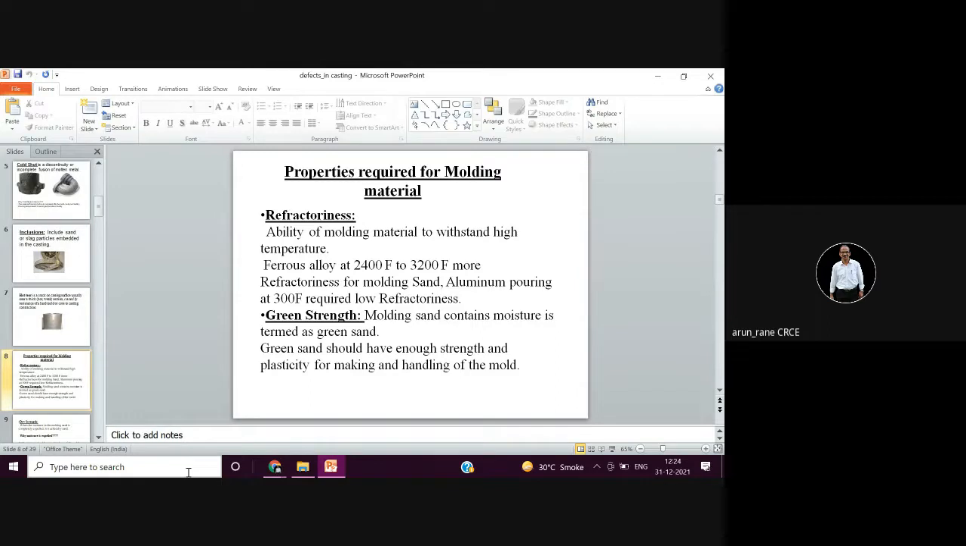What are the properties of the molding material? Refractoriness, that is, the sand should withstand the temperature. Green strength. Green strength means the sand as it is in its natural condition.